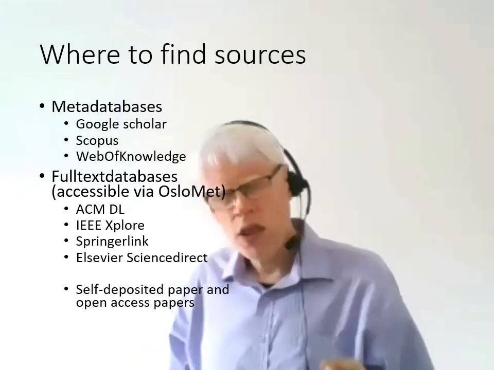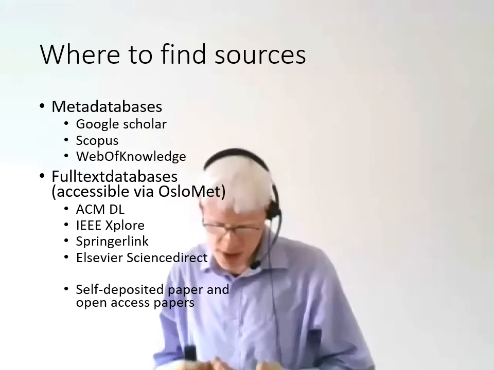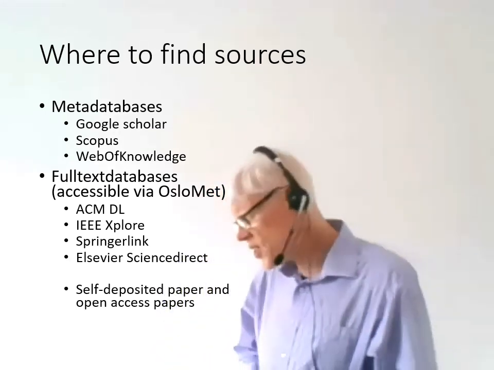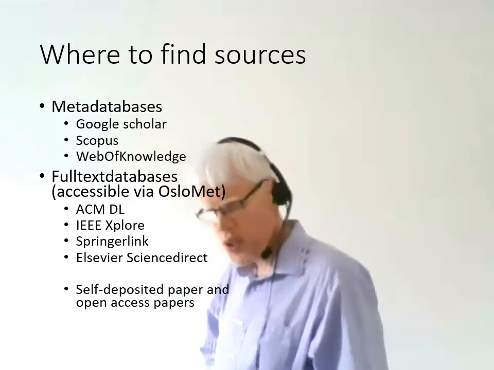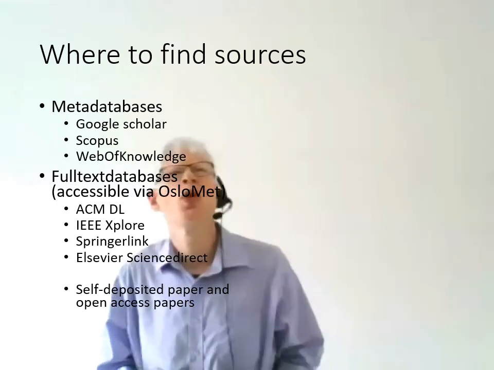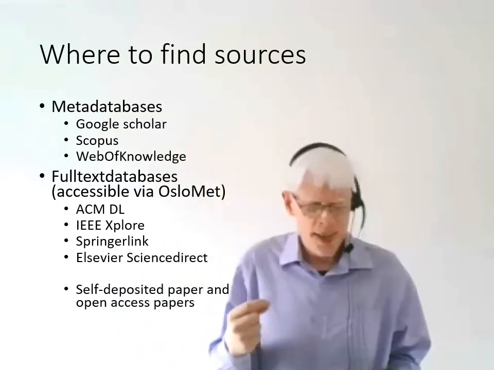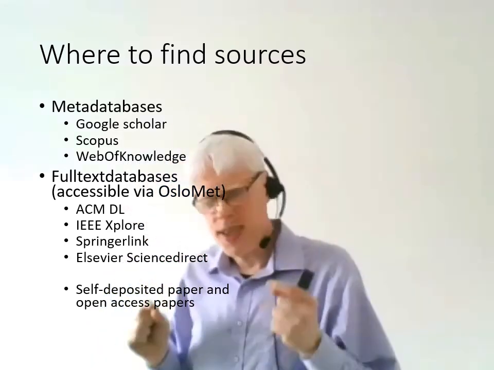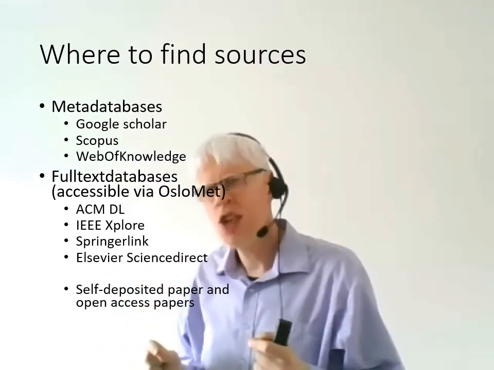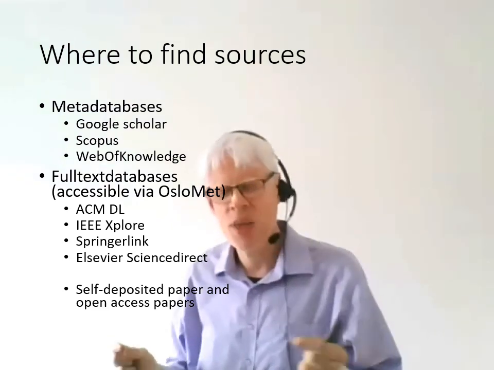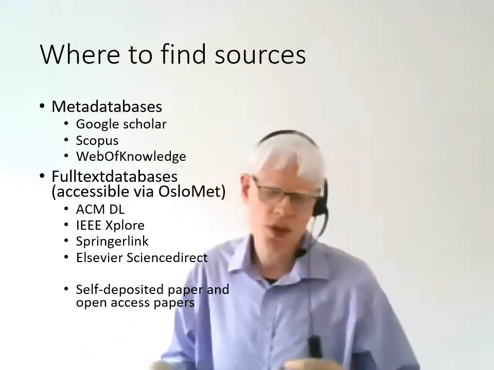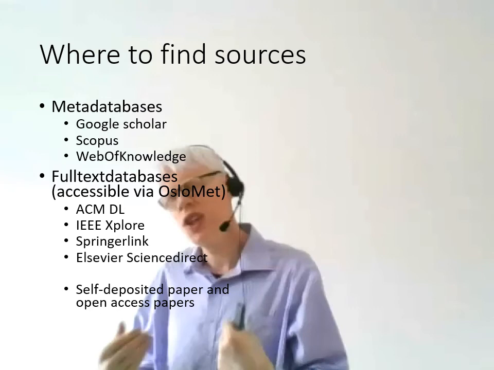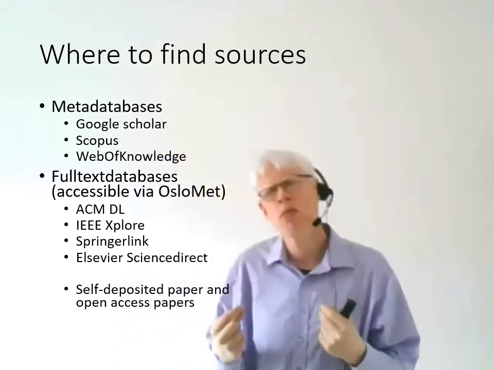Where should we find our sources? We have already looked at Google Scholar and ACM, but there are other ones. I would classify these into, I use the terms, metadatabases and full text databases. A metadatabase is a database that will only tell you that the paper exists and what the title, the abstract, the authors, etc. are, but it will not actually contain the paper itself.